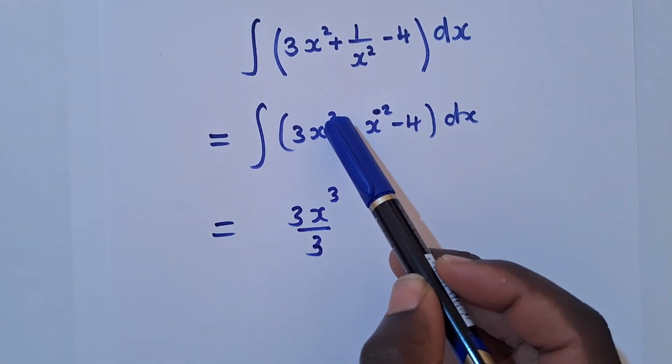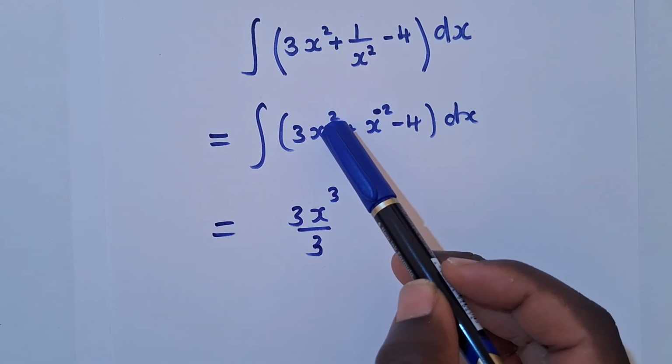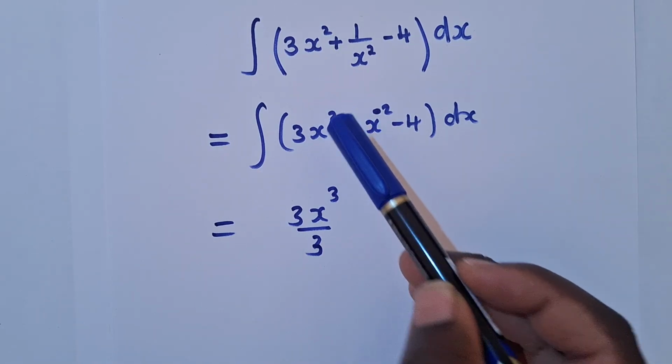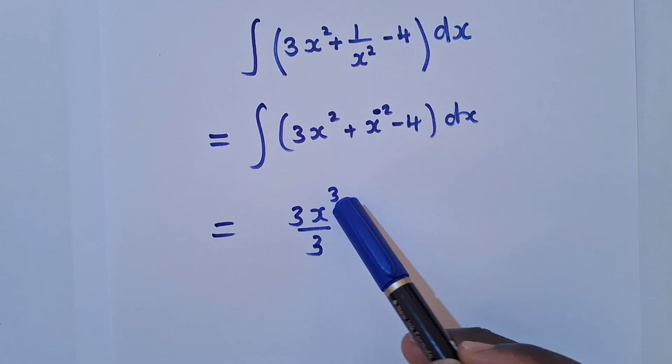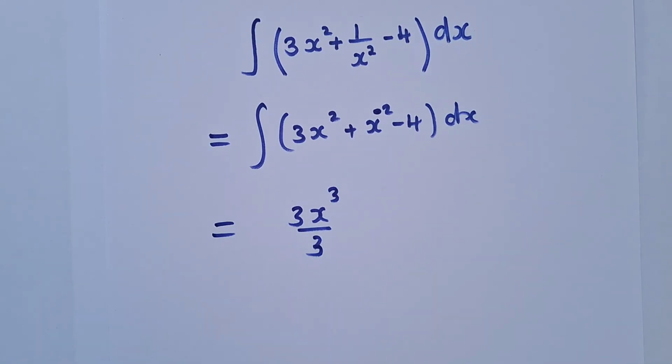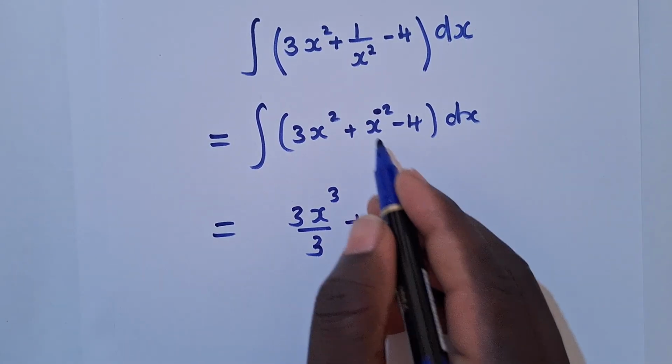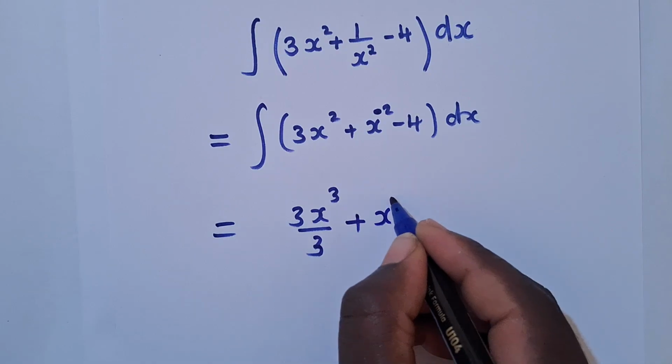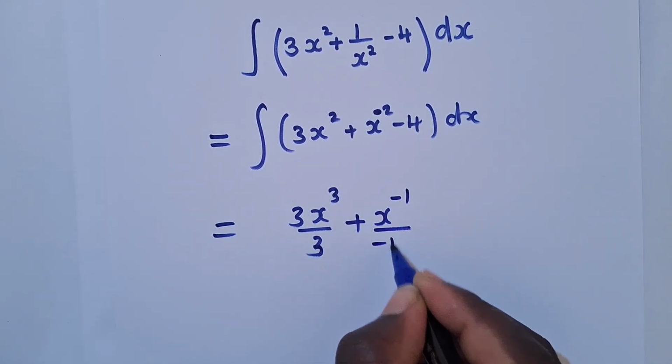Where there is power 2 here, you always add a 1 to the power. So this is 2 plus 1. It will give us a power 3. And this power 3, write it down here as a denominator. The same must be applied right over here. This will be x power negative 1 over negative 1.